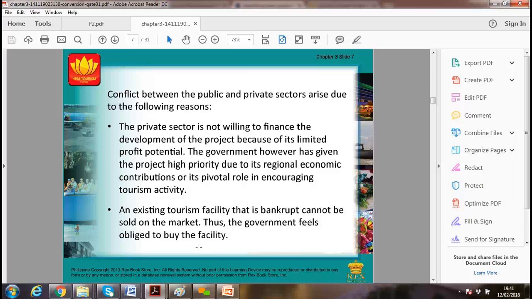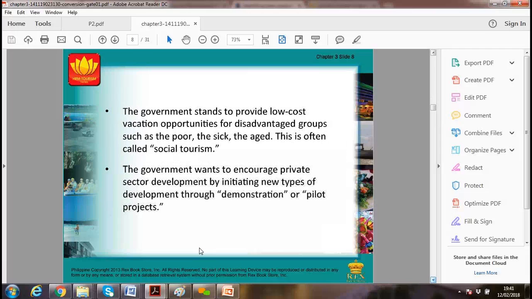So we need to look at existing tourism facilities. Bankrupt ones cannot be sold on the market, so we need to look at how they can be funded. The government stands to provide lower cost locations, an opportunity for disadvantaged groups such as the poor, the sick or the aged. So we need to look at different age groups, like pensioners, who can travel a bit with free entry.